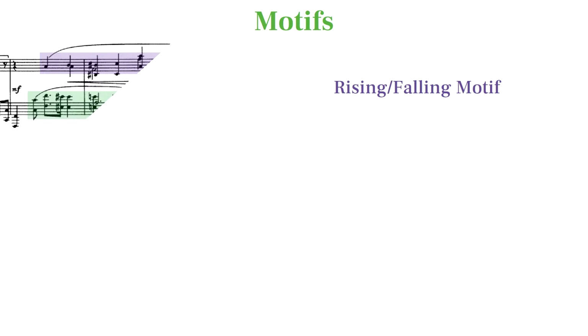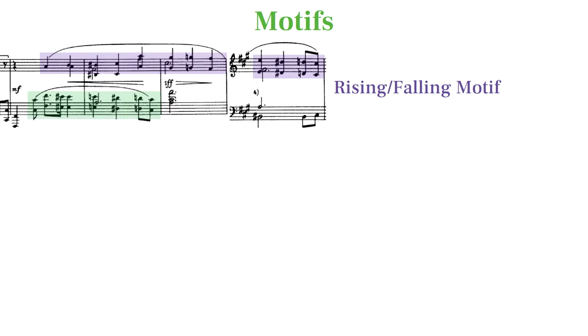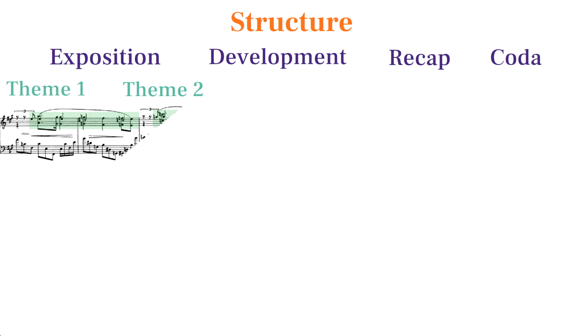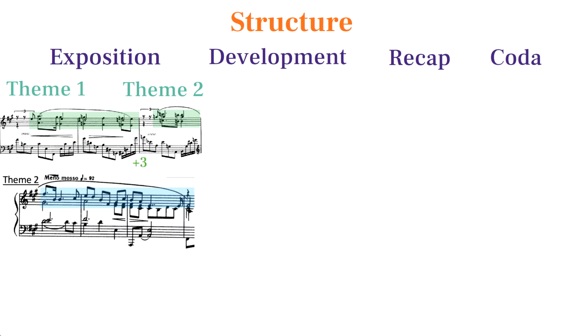One motif within theme 1 is this rising and falling motif, which still features chromaticism, and the left hand plays the main theme 1 motif below. Theme 1 concludes with a transition section that moves up minor thirds using fragments of the theme 1 motif, and then we arrive at the soft lyrical theme 2 in the relative major key of A.